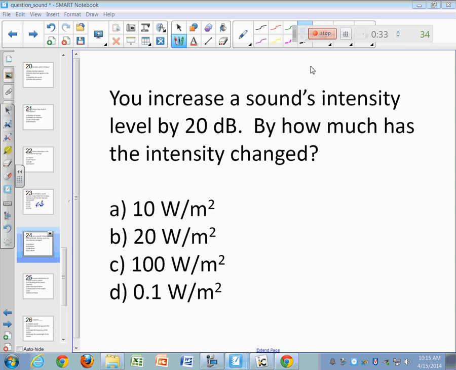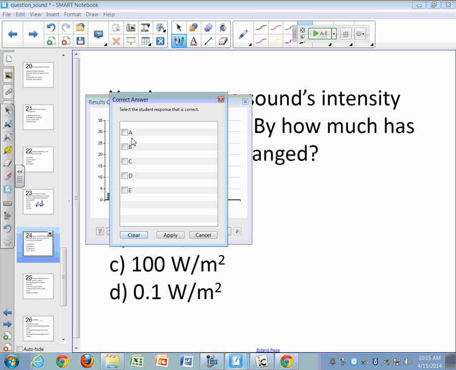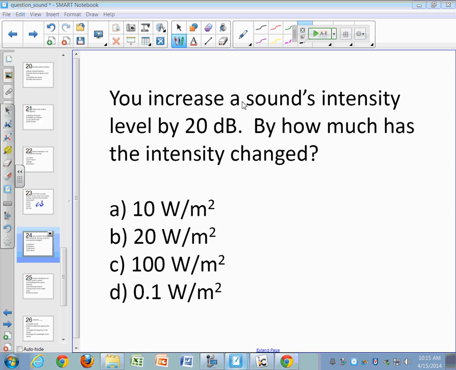All right, I'll stop at 40. A few more seconds. C is right. Very good. So remember, an increase in the number of decibels by 10 is a multiplicative factor of 10 in the intensity.